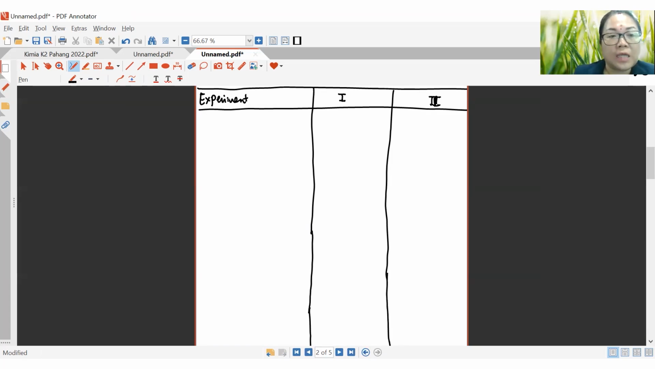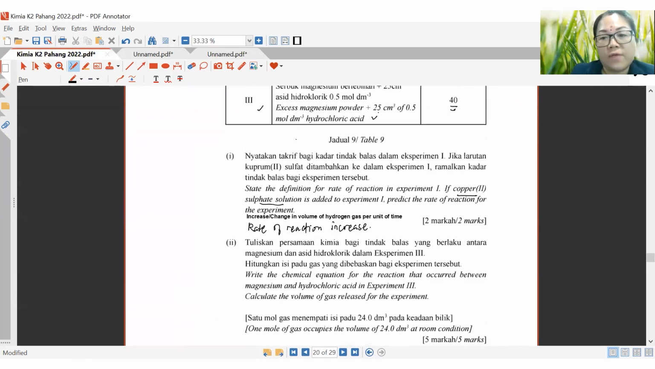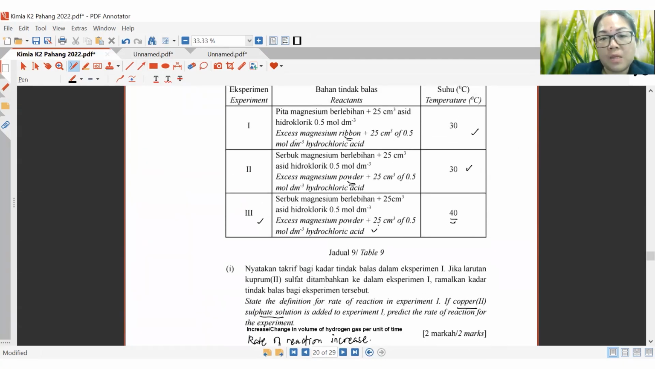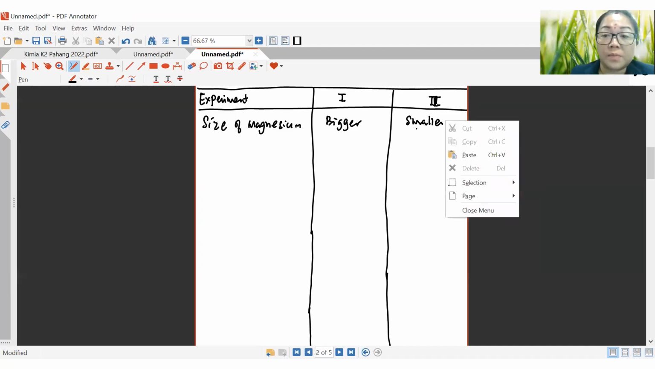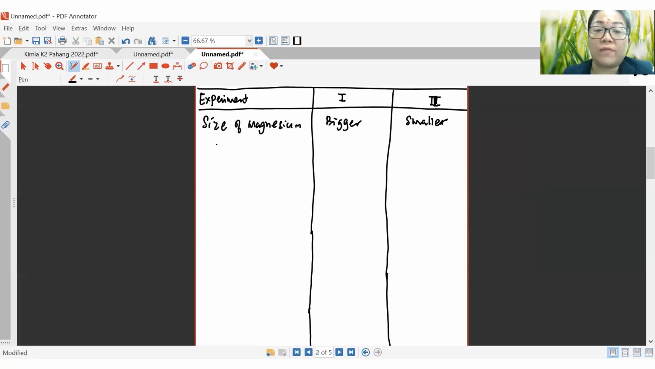In experiment 1 and 2, you will notice that the difference is in the size of particle. So, size of magnesium. For 1, it's bigger. For 2, it's smaller. You see, that is why I put the column smaller. That means the title of your first column is very important.